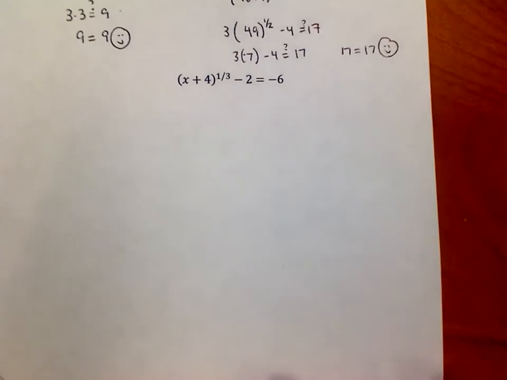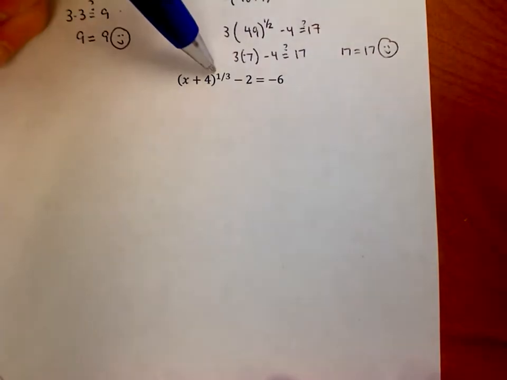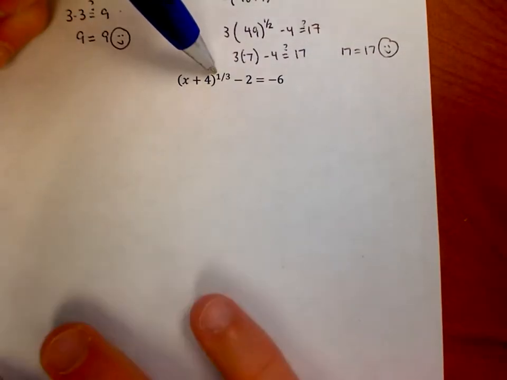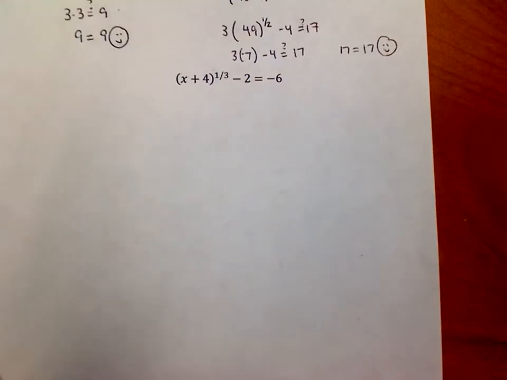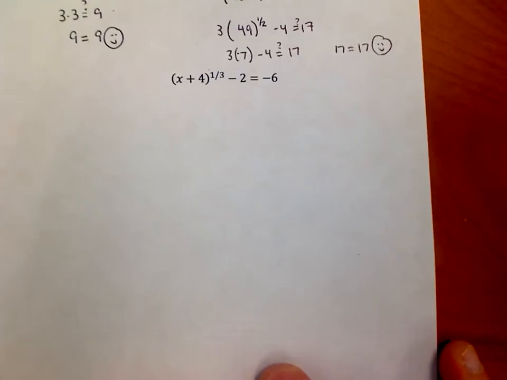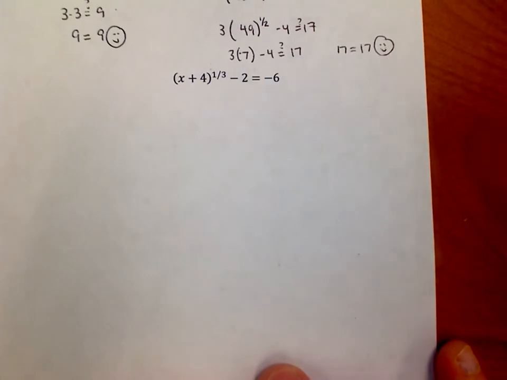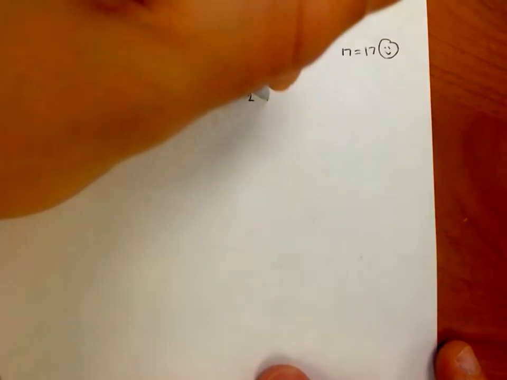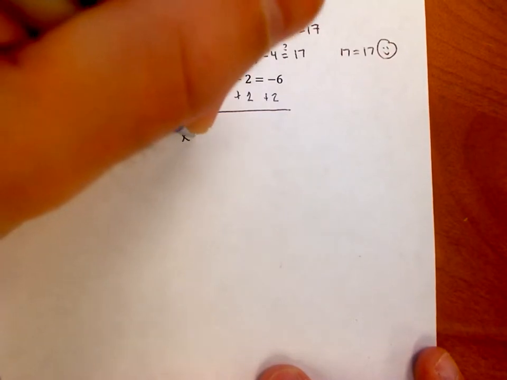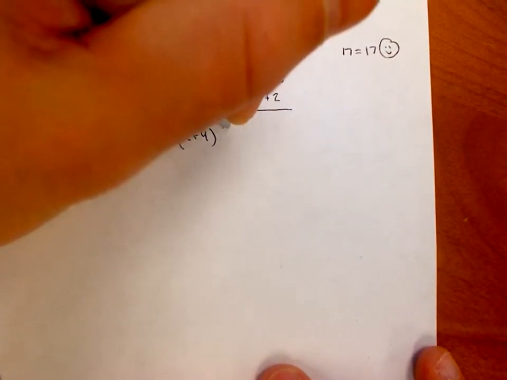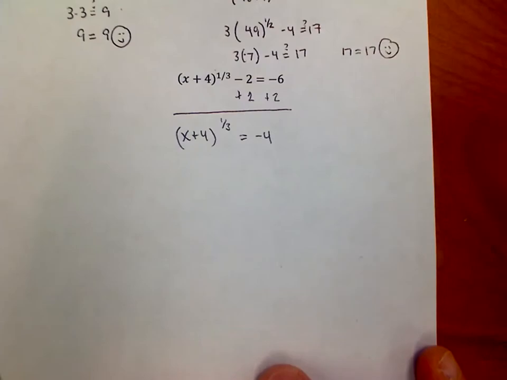One more. Okay, and then this video is done. Here I have a cube root. Remember, 1/3 power and cube root, that's the same thing, different ways of writing the same information. So I need to get this piece here, this chunk, by itself before I can actually cube both sides. So I need to add 2 first. Let's add 2 to both sides. That gives me x plus 4 raised to the 1/3 is equal to -6 plus 2, which is -4.